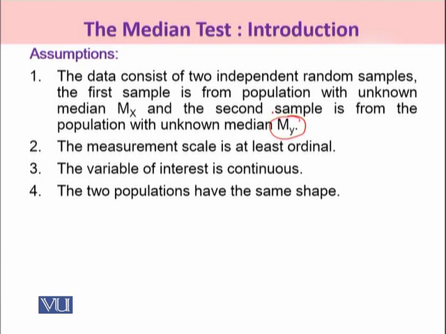The third assumption, that is the next assumption before applying the median test that we would have to check with the data, is that the variable of interest has to be continuous. Whereas the last assumption is that the two populations must follow the same shape. So if they are of different shapes, we cannot apply the median test.